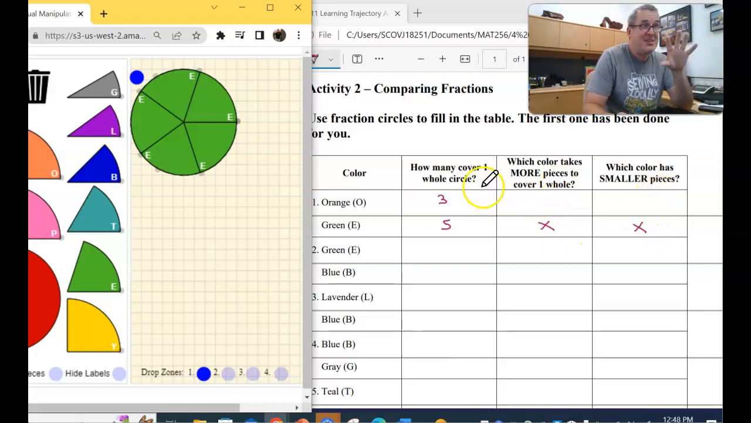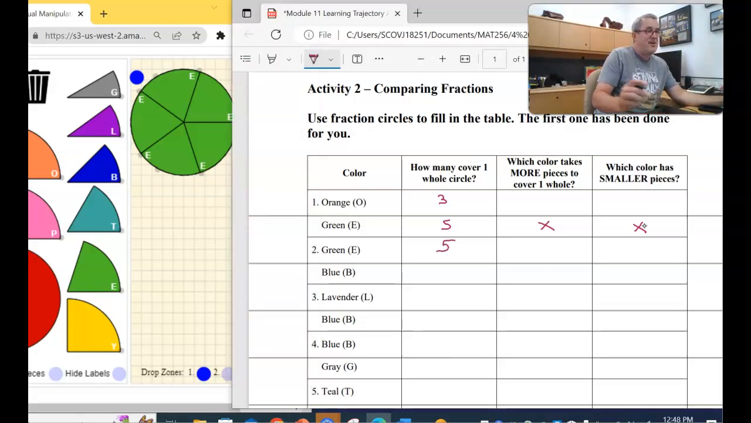So now you see the issue back in the fraction frustrations: the whole idea of more is less. It takes more pieces, therefore the pieces must be smaller. And so as you work through this, let's see how you did. It would take 5 greens. We already figured that one out.